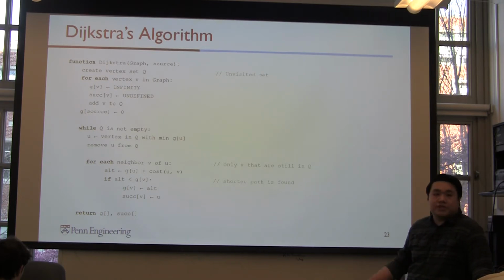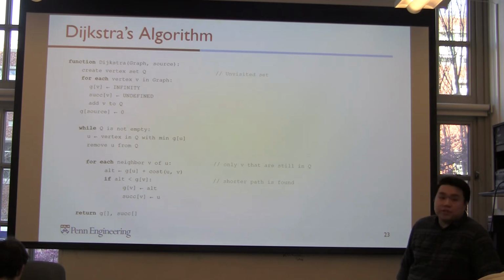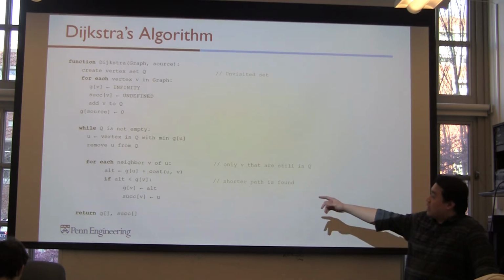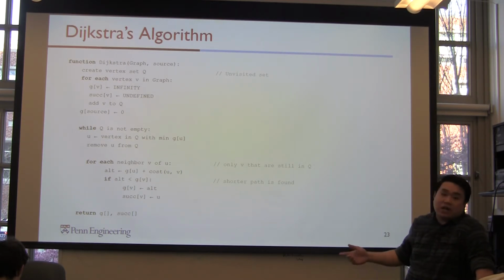So while your frontier is still not empty, meaning that you're not done and there's still nodes to explore, you're picking out the vertex in the frontier set with the lowest running cost. You remove that node from the frontier, and for each of the neighbor vertices of that current node that you're picking out, you're going to find an alternate running cost by adding the running cost of vertex u here with the cost between these two vertices that you're exploring.